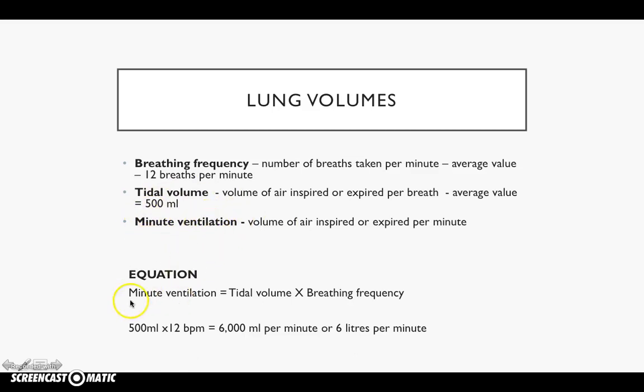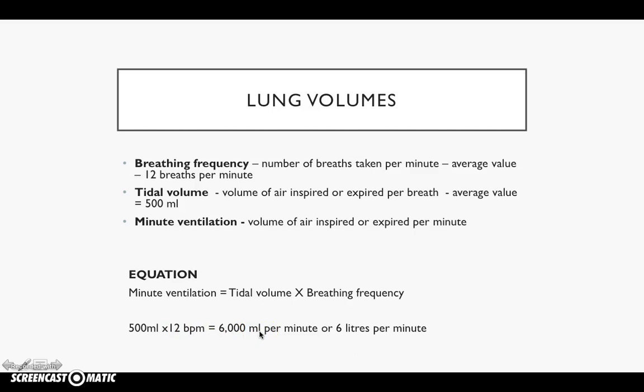So the equation for minute ventilation, as I've just said, minute ventilation equals these two. So it's tidal volume times breathing frequency. So we know that an average value for tidal volume is 500 mil, and we know that the average value for breathing frequency is 12 breaths per minute. So do 500 times 12 breaths per minute. So it's not beats per minute, it's breaths per minute, remember. And we get 6,000 mil.